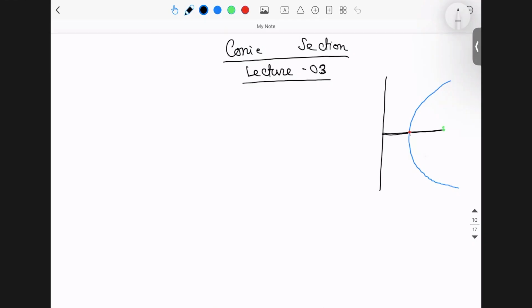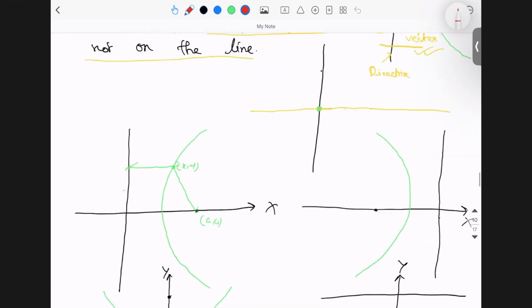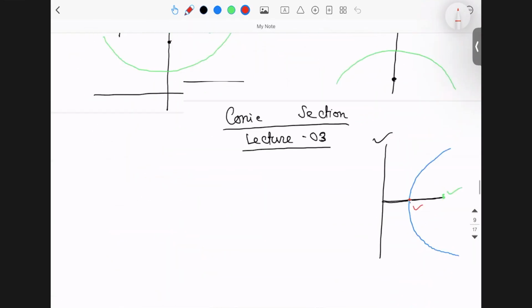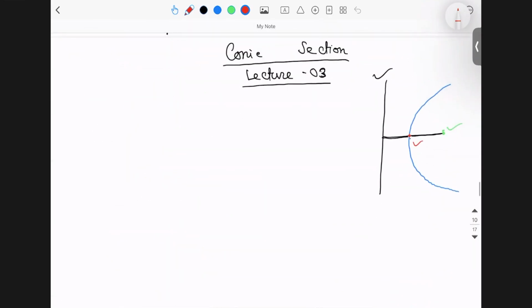So this green point is called the focus. This black line is called the directrix. And this red point is called the vertex. All this I have discussed in the last lesson, that is, what is focus, what is axis, what is directrix, and what is vertex. And after that, we discussed four different cases.